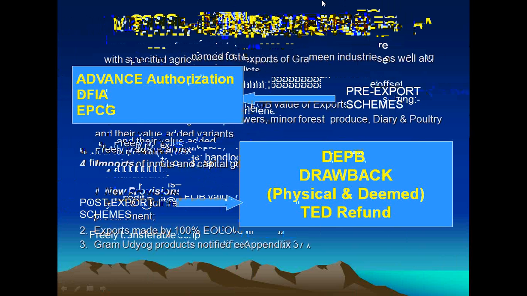The post-export scheme, in case you don't want an advance license as a pre-import ab initio exemption of duty, is the drawback.